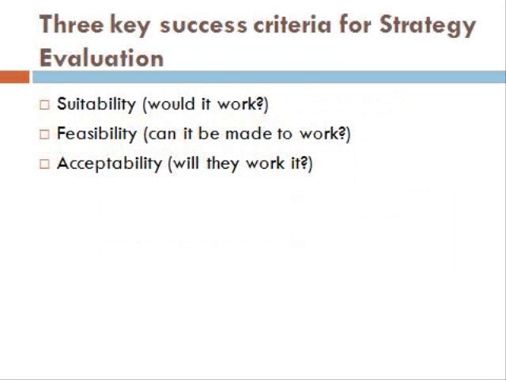In corporate strategy, Johnson and Scholes present a model in which strategic options are evaluated against three key success criteria. Suitability, would it work? Feasibility, can it be made to work? And acceptability, will they work it?